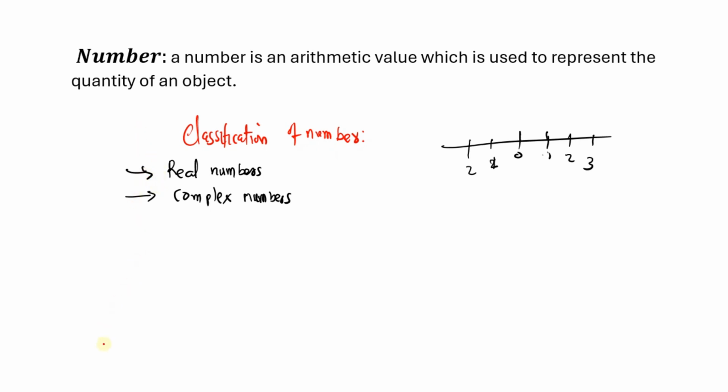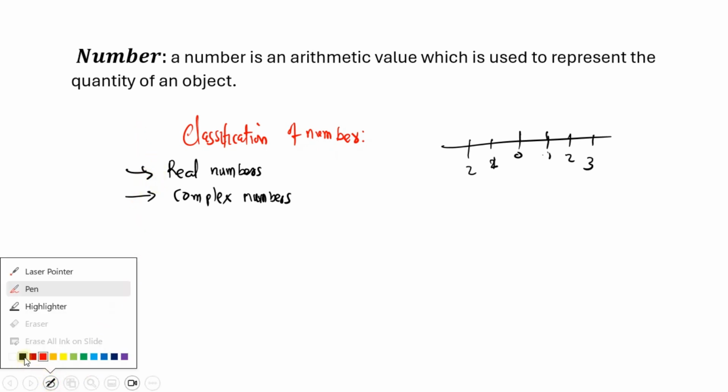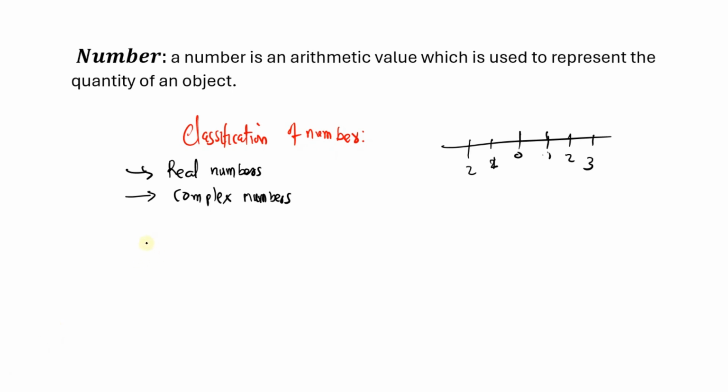So before we talk about the real numbers and the complex numbers, how are these numbers classified? The idea is that these numbers are classified based on their properties and representation on the number line. You can find the real numbers on the number line, but you cannot find the complex numbers on the number line. That's the main difference between the two of them. Real numbers are on the number line. Complex numbers, you cannot see them on the number line.